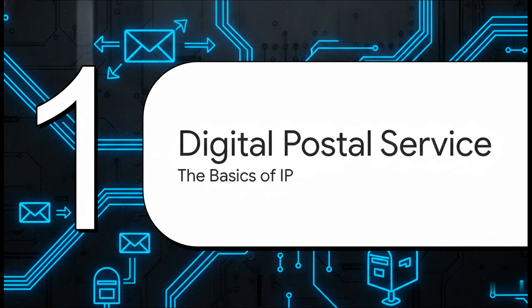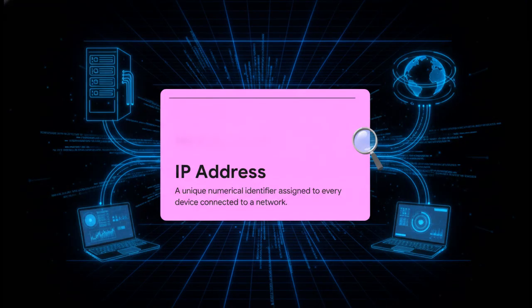All right, let's jump straight into Section 1, the Digital Postal Service. So what exactly is an IP address? Basically, it's a unique number assigned to every single device connected to a network. It helps devices identify and communicate with each other over the internet, kind of just like how a physical home address helps the post office deliver mail right to your front door. Without IP addresses, the whole shebang, websites, emails, online services, wouldn't work at all. It's the digital GPS coordinates for your data.